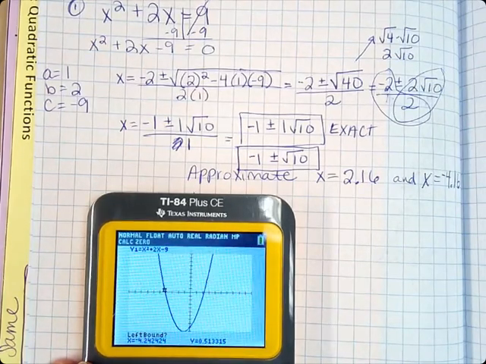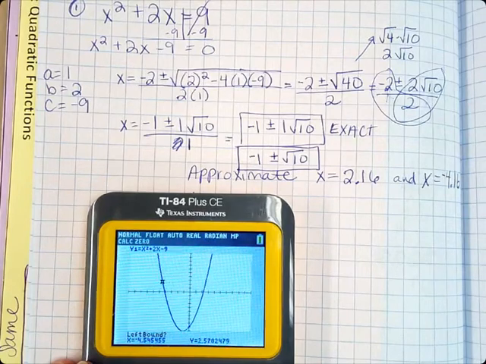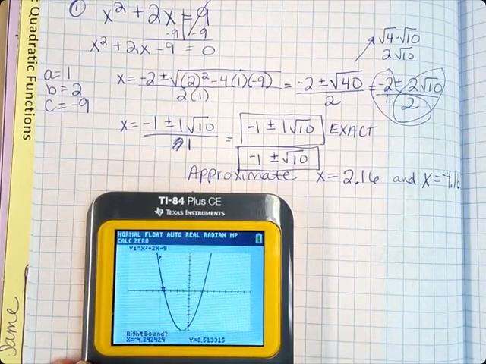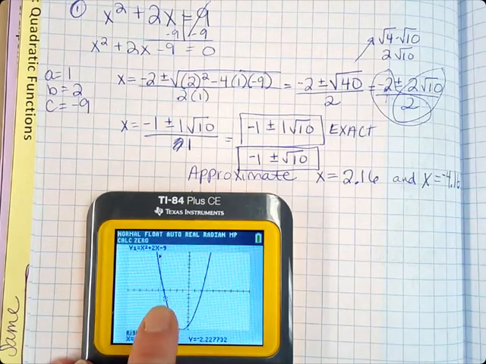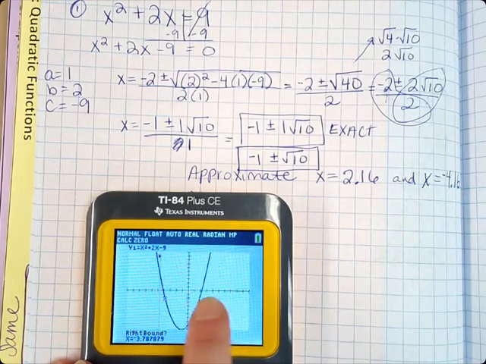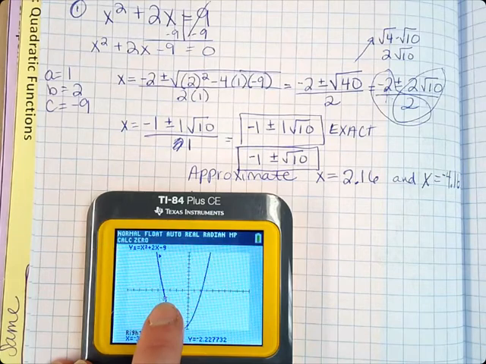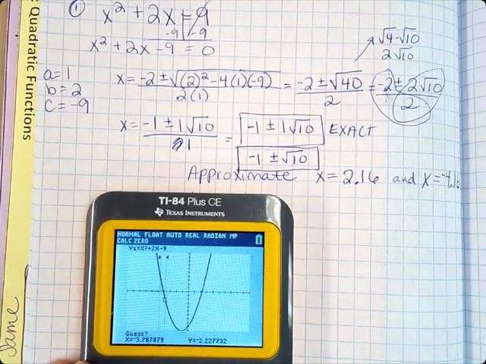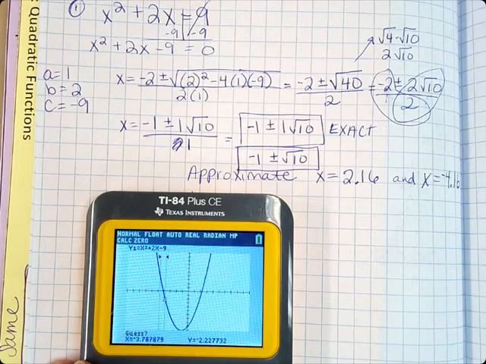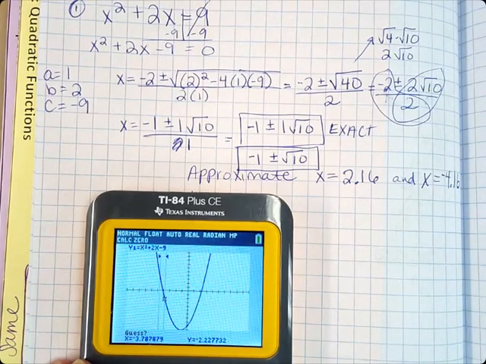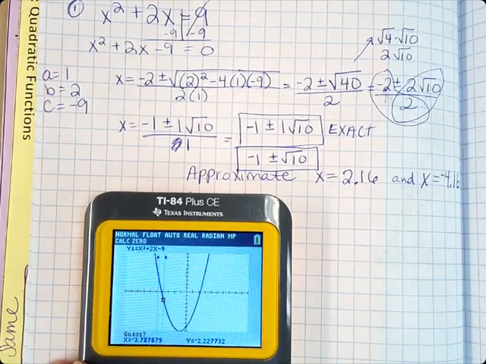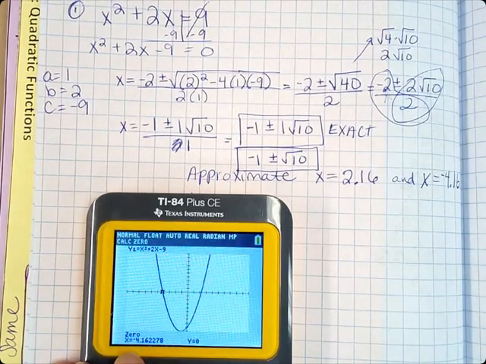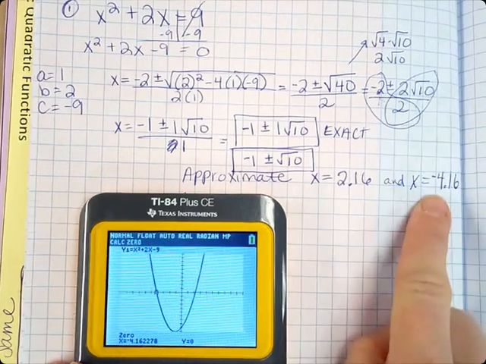So this is my 0 around that area, but I'm going to go to the left of it, push enter, then go to the right of this same side. I don't go over to the right 0. I stay over here. Just go to the right of where it crosses. Enter. Now it creates those 2 lines that are our boundaries and asks, guess. Do you want me to guess in between these 2 lines where that 0 is? Push enter again. -4.16. That's it.